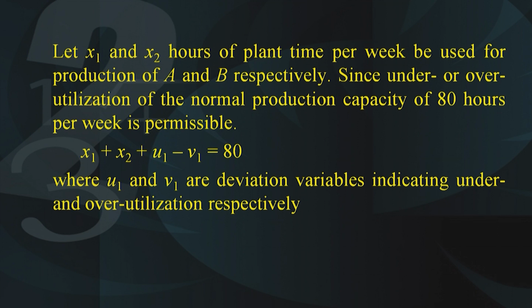So let us now try to model this. Let x1 and x2 hours of plant time per week be used for production of A and B respectively. Since under or overachievement of the normal production capacity of 80 hours per week is allowed, we have a constraint x1 plus x2 plus u1 minus v1 is equal to 80, where u1 and v1 are the deviation variables indicating underachievement and overachievement respectively.